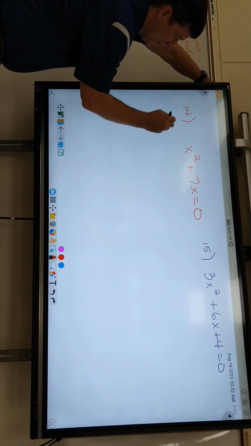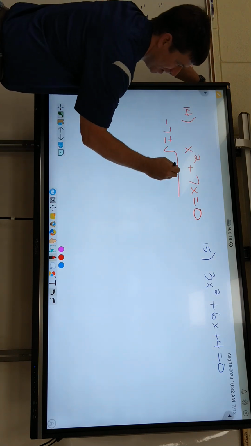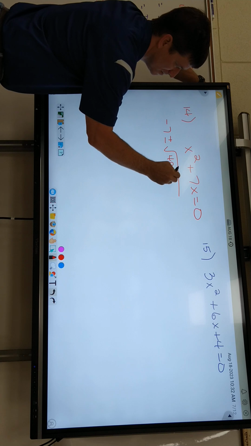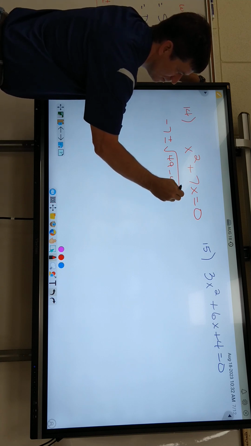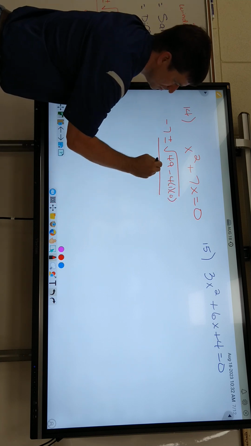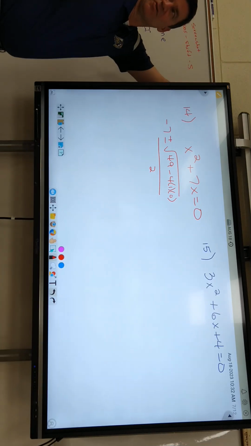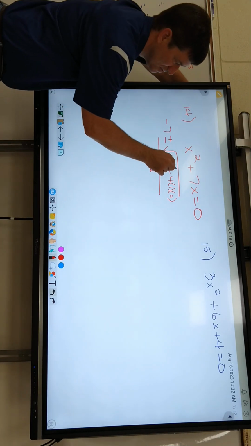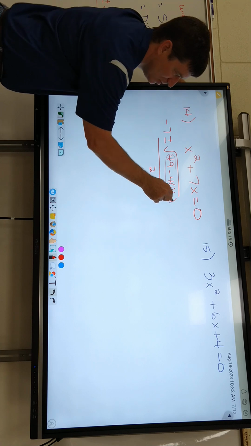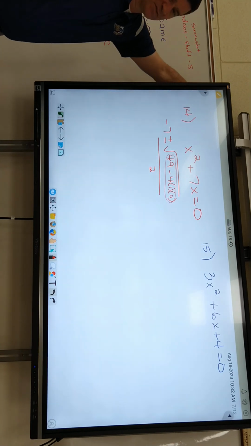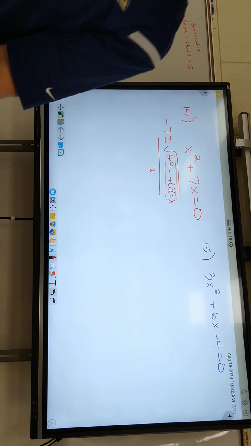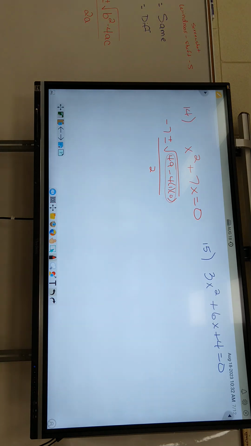All right, so y'all should have negative 7 plus or minus the square root of 49 minus 4 times 1 times 0, over 2. All right, Griffin, you now take your calculator. I need you to type in all these numbers right here. Do not type in the square root symbol, and let's see what you get. Type them in. Put them in your calculator.